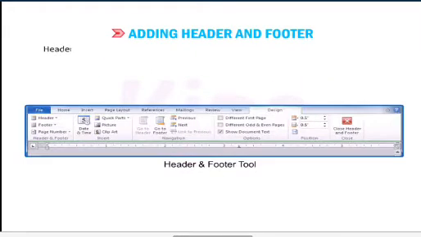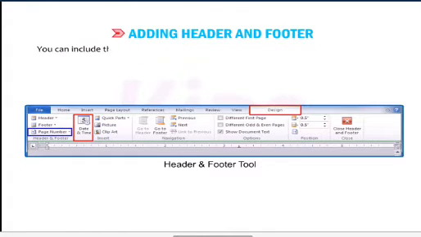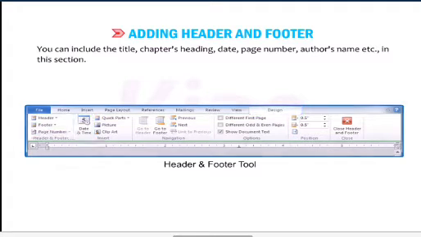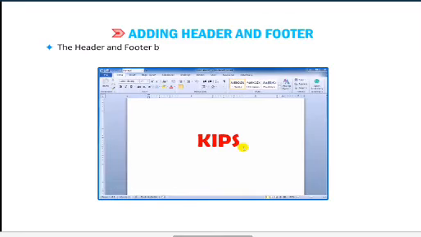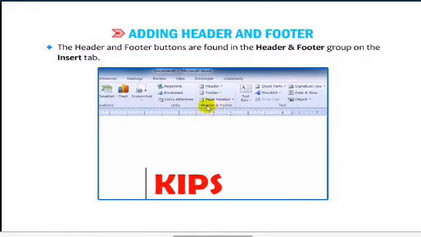Students, let us understand how to add header and footer. Header and footer is used to place some information on the top and at the bottom of every page respectively. You can include the title, chapter's heading, date, page number, author's name, etc. in this section. The header and footer buttons are found in the Header and Footer group on the Insert tab.